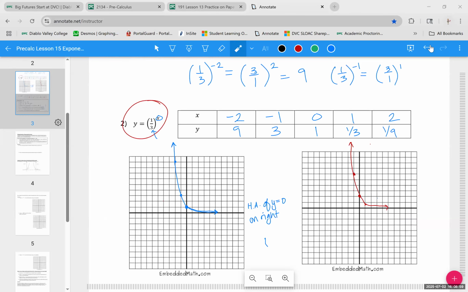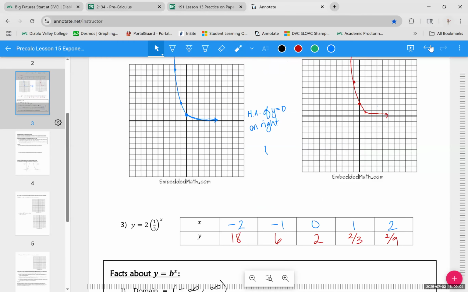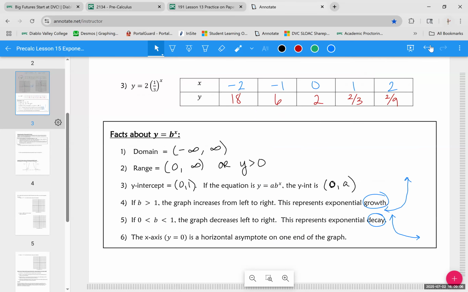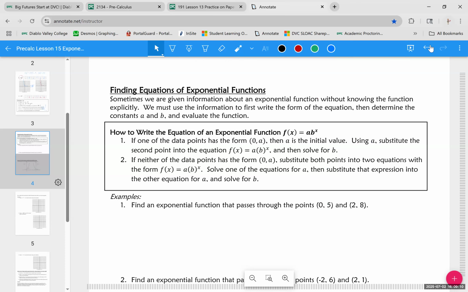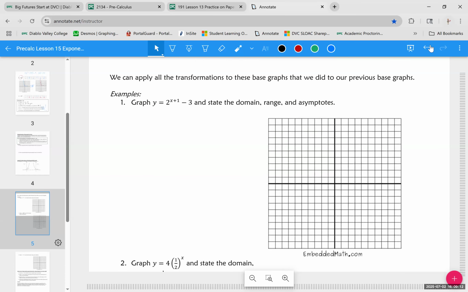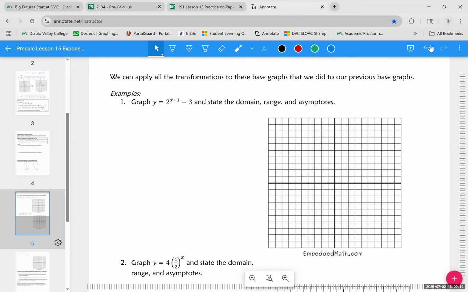So it accidentally, at least on this, hopefully I'll fix the notes for you by the time I upload them. But on my video, I had the wrong next page. So we're going to skip to the page that says we can apply all the transformations to these base graphs.